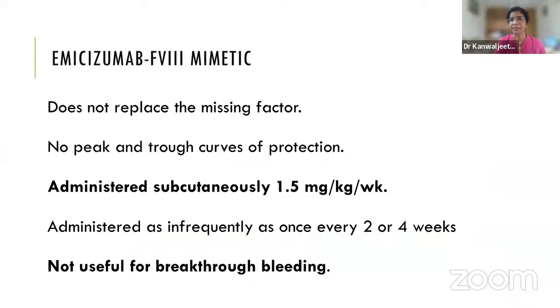It does not replace the missing factor. There are no peak and trough levels of the curves of protection. We'll come to the diagram later. The dose is, we have flexibility. Either we give 1.5 mg per kg per week, or we give 3 mg per kg every 2 weeks, or we give 6 mg per kg every 4 weeks.